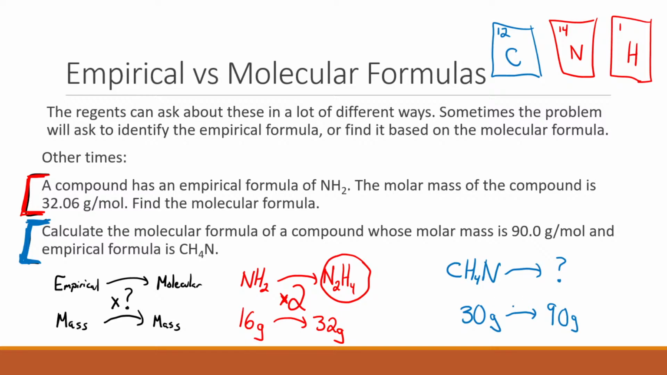Then I'm going to look and see this ratio. I'm going from 30 to 90, which means I'm multiplying by 3. If I'm multiplying the mass by 3, I should be multiplying the formula by 3, which will give me C3H12N3. And again, if we wanted to double check ourselves, we would add together 3 carbons, 12 hydrogens, and 3 nitrogens, and find that that does actually equal 90 grams exactly.